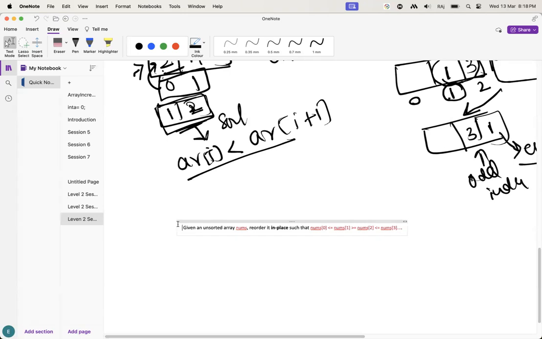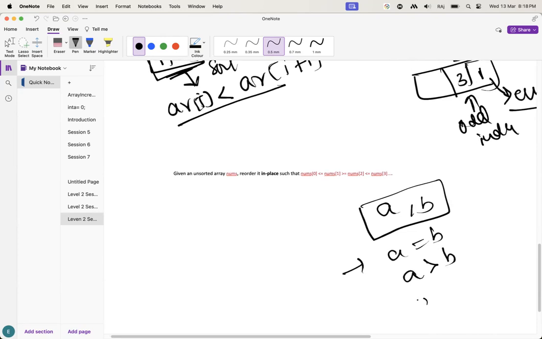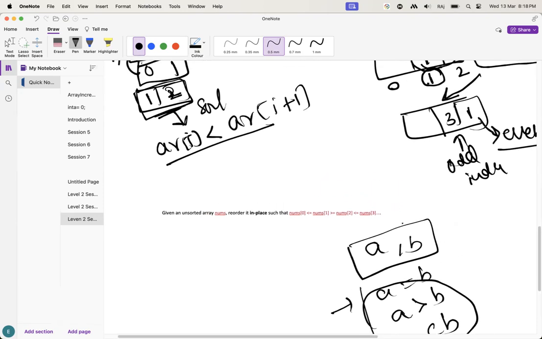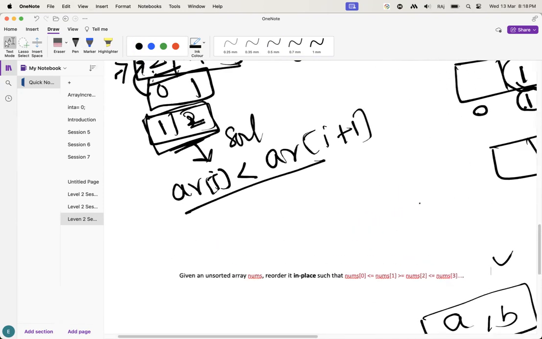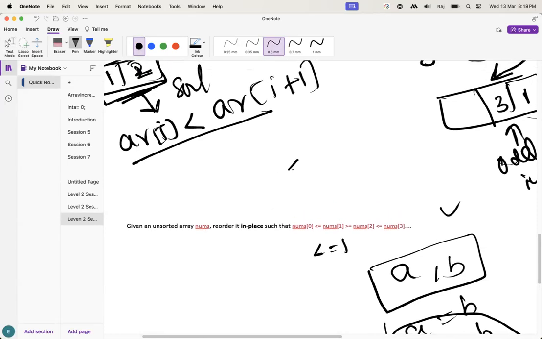Guys, it is the same logic, only you have to apply it. You should know what the relation between two numbers is. Let's suppose it may be equal, greater, or less than. If you know this, you can solve this problem. Here it is less than or equal to, whereas in the previous problem it was only less than.